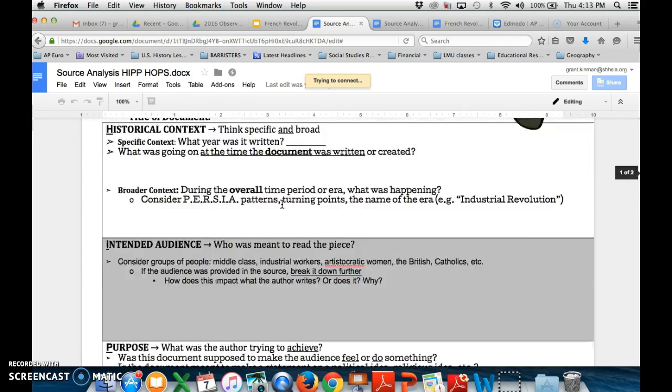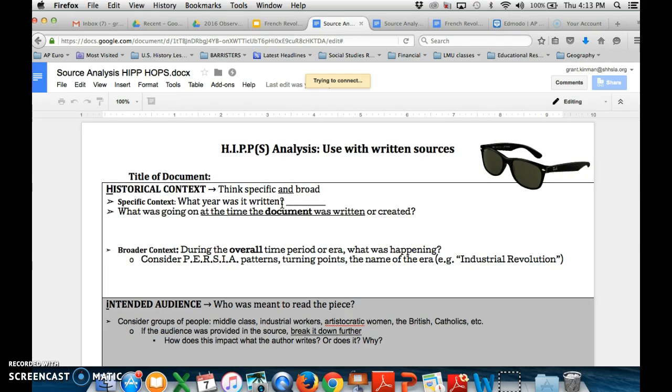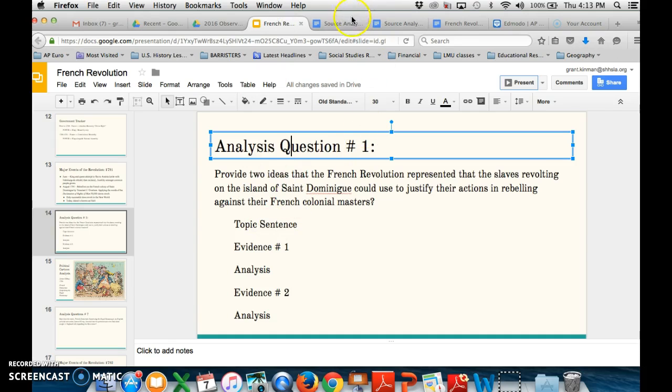Alright? Do your best to get through the 3 documents, all of it, because there's going to be a short quiz over the document basics. I'm just going to test you on, does it seem like you got the general concept of the documents? And if you have any questions, come in at break or before school. Alright? So finish the 3 documents. Answer that analysis question number 1, and that's it.